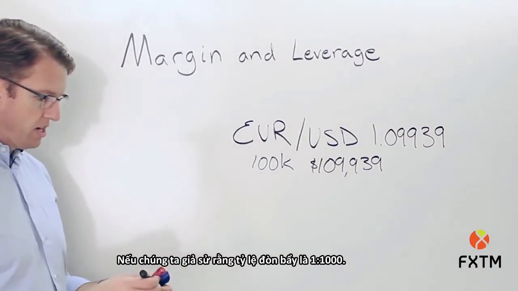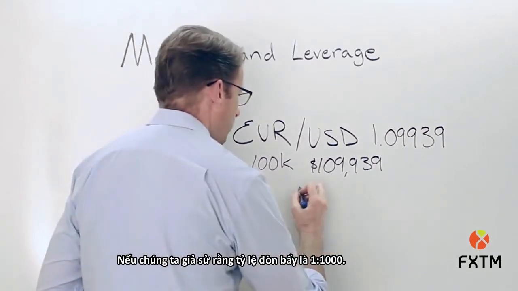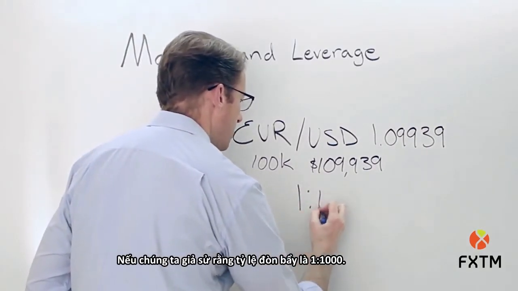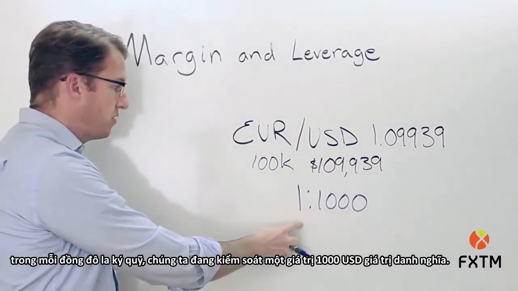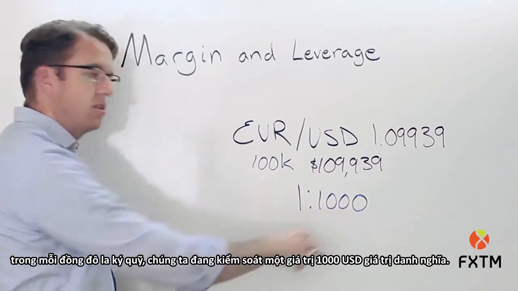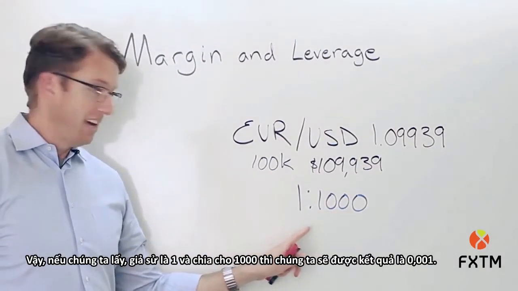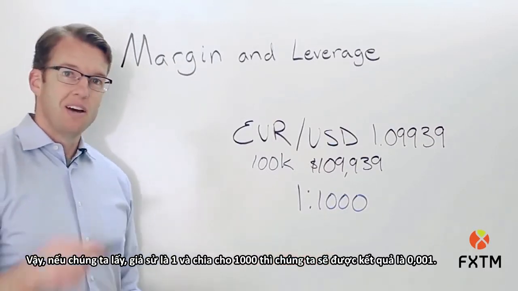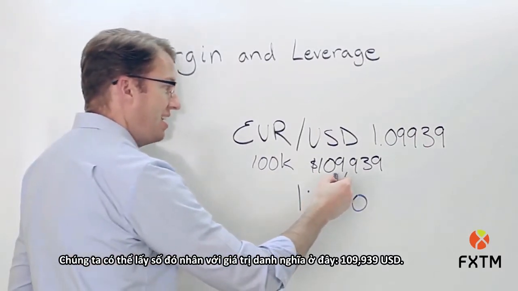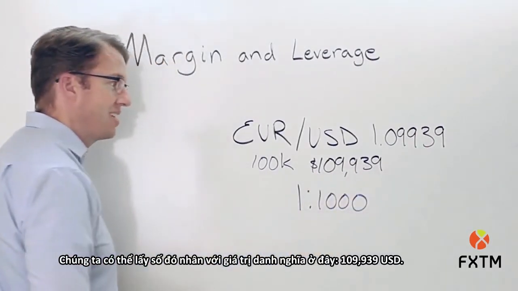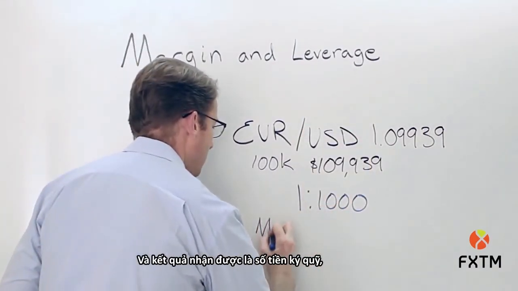Well, if our leverage ratio is, let's say, 1 to 1,000, that means that for each dollar of margin, we're controlling $1,000 worth of notional value. So if we take 1 and divide it by 1,000, we get 0.001. We can take that and multiply it by the notional value, 109,939, and what we're going to get is a margin amount.